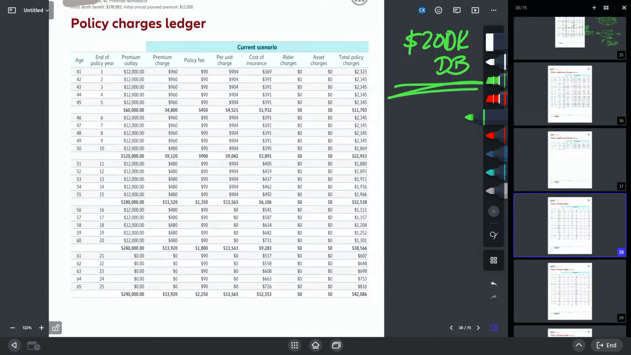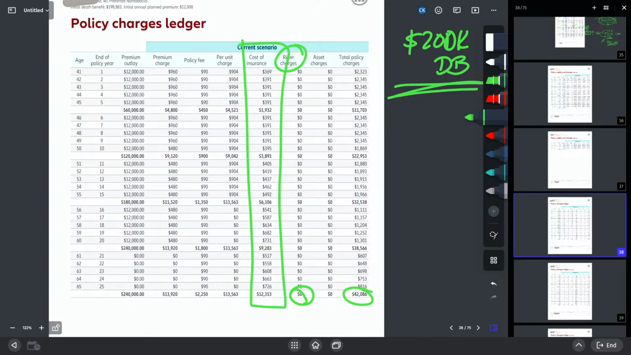Now, simplistically, you see the cost of insurance is pretty cheap over periods of time, but they have rider charges. Total policy charges during that period of time, from the age of 41 to 65, is $42,000. Now, 4, 8, 12, 16, 20, that's about 20% of the total death benefit that you are paying in total fees. That's going to be pretty comparable to what whole life insurance is during that period of time.